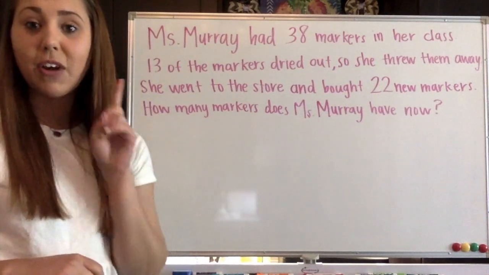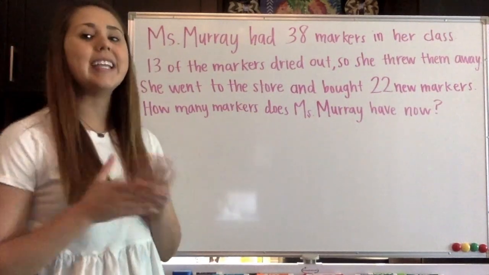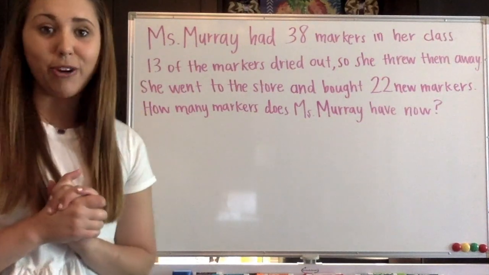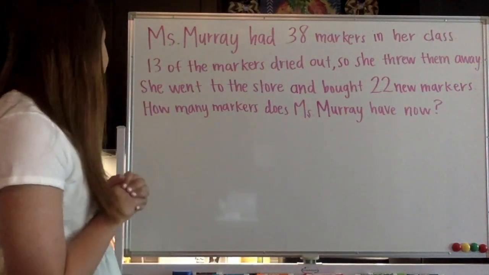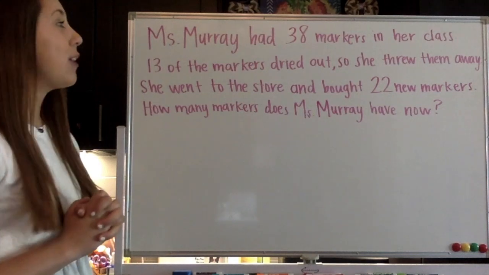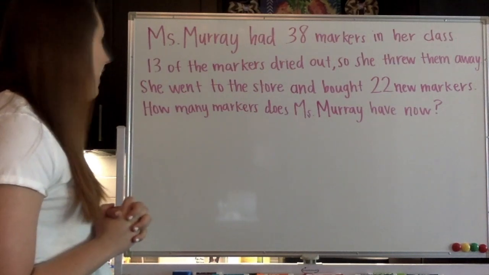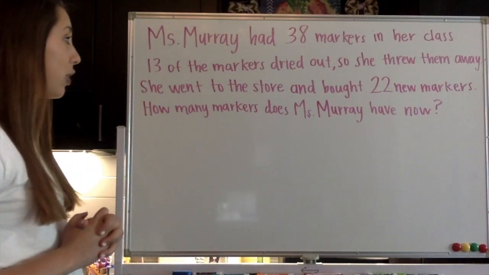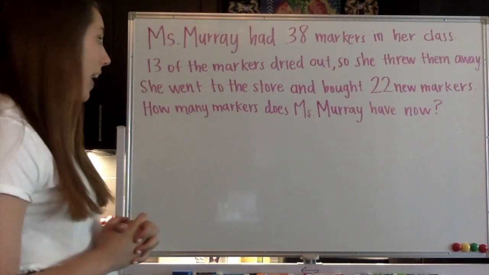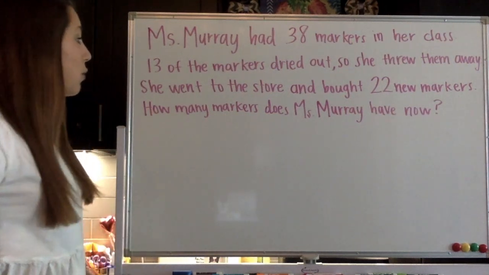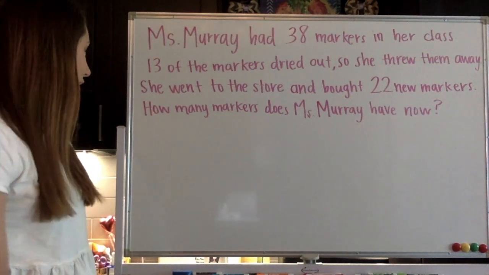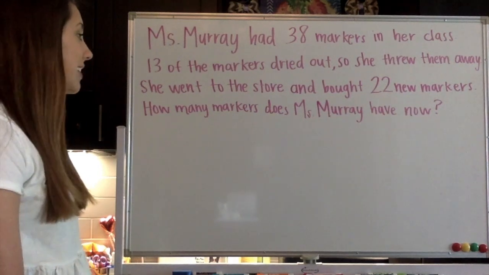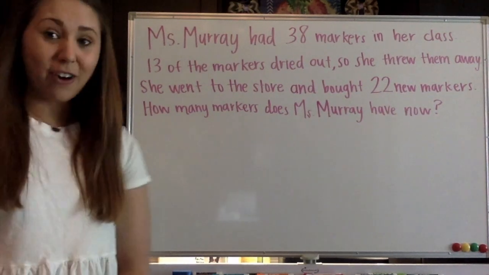So remember, our very first step, no matter what we're doing, is to read the question all the way through. So this question says, Miss Murray had 38 markers in her class. 13 of the markers dried out, so she threw them away. She went to the store and bought 22 new markers. How many markers does Miss Murray have now?